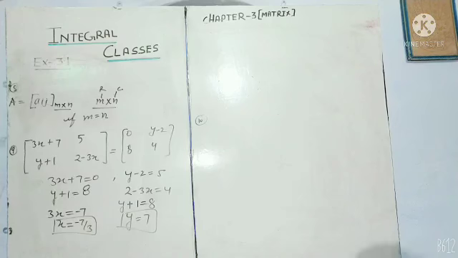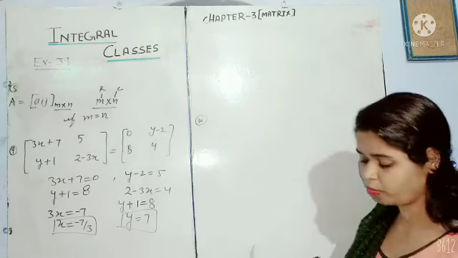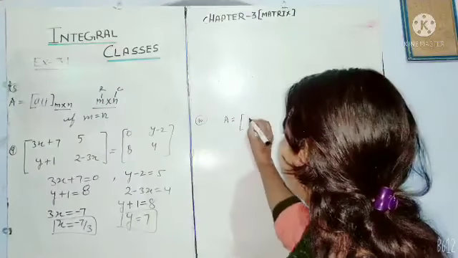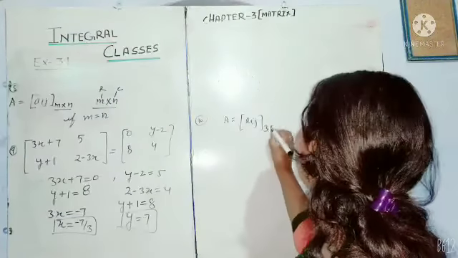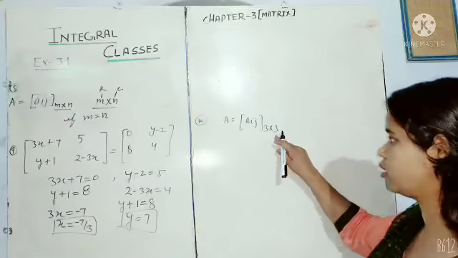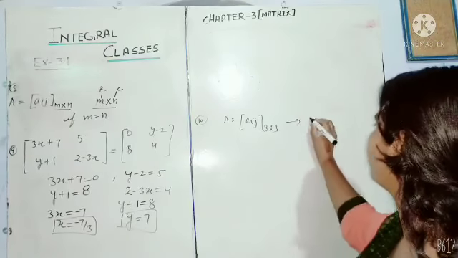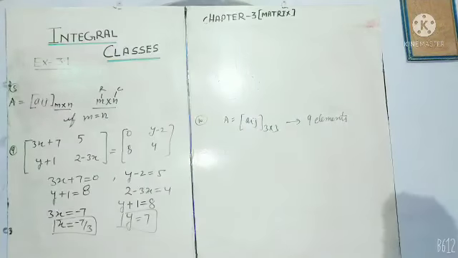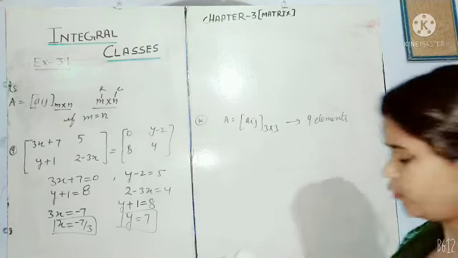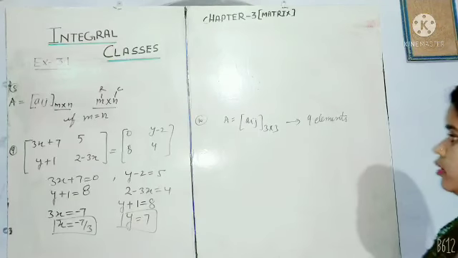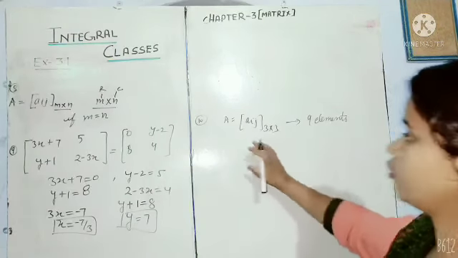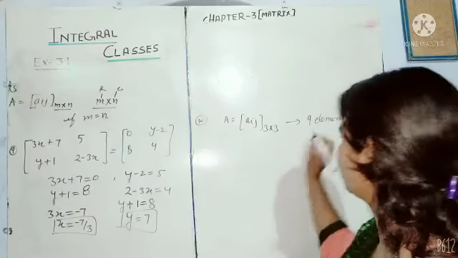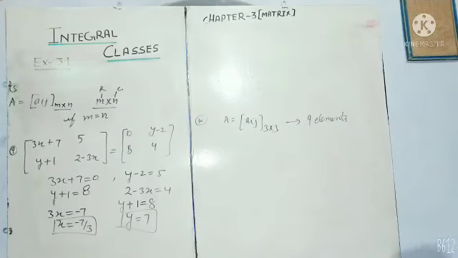Now in question number 10, student, find all possible matrices of order 3 into 3. We know that a matrix Aij of order 3 cross 3 contains how many elements? 9 elements. If it contains 9 elements and each entry is 0 or 1, it means in this matrix we will put only 0 and 1. It means we have to choose from two elements here.